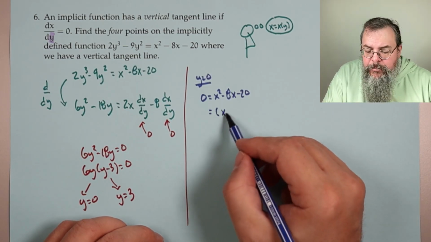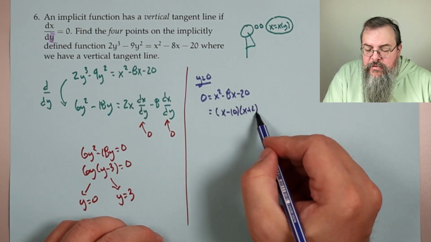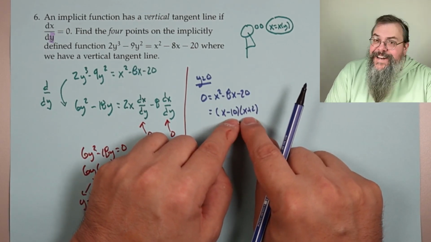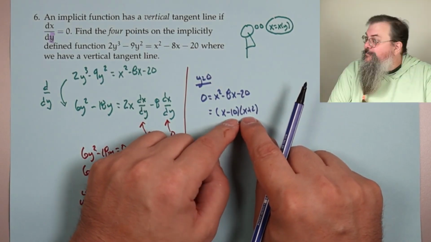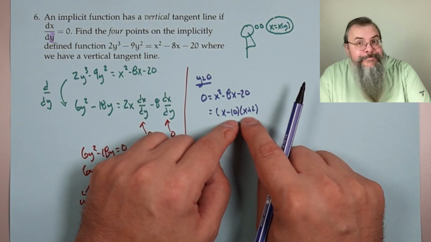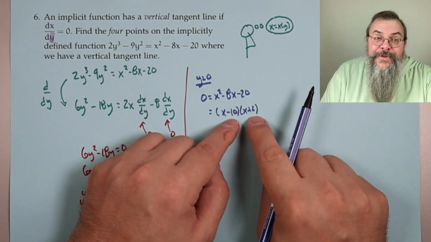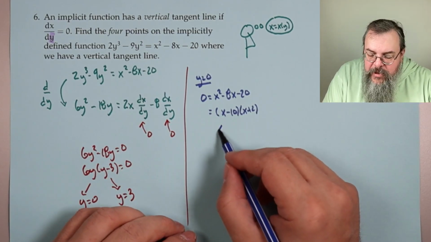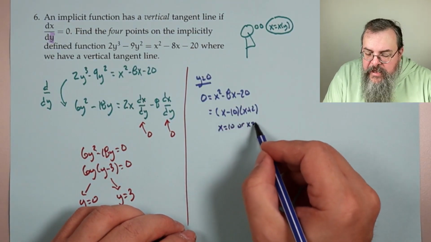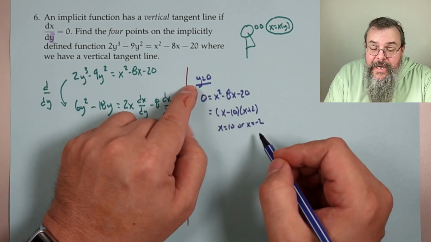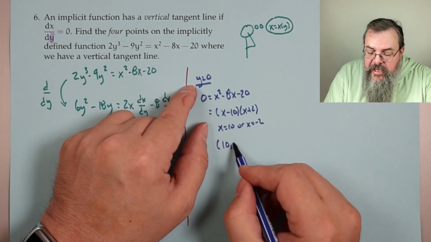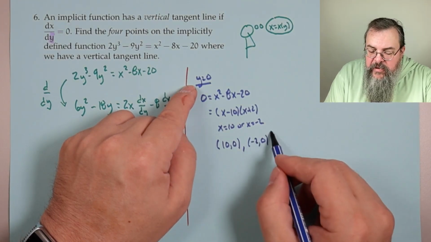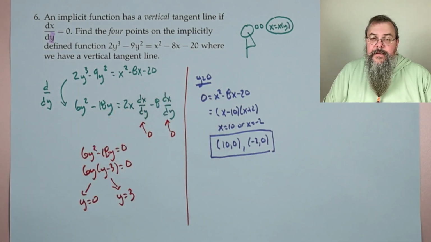That would be minus 10 and plus 2. Let's check. x squared, good. 2x minus 10x is negative 8x. Nice. Negative 10 times 2 is negative 20. So x equals 10 or x equals negative 2. Now remember, that combines with y equals 0. So we have a point (10, 0) and a point (negative 2, 0). So here are two of our points.